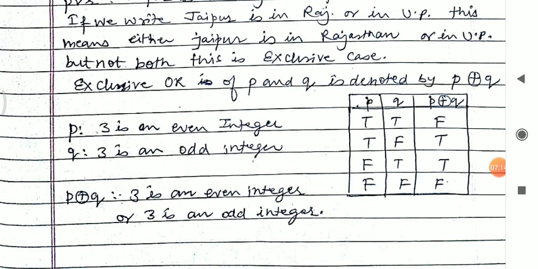One more example for this case: P is 3 is an even integer, Q is 3 is an odd integer. So P plus Q means exclusive or, that is, 3 is an even integer or 3 is an odd integer, but not both. This means 3 may be even, may be odd, but it cannot be both, so this is exclusive or, simply P plus Q. This symbol is to be remembered.